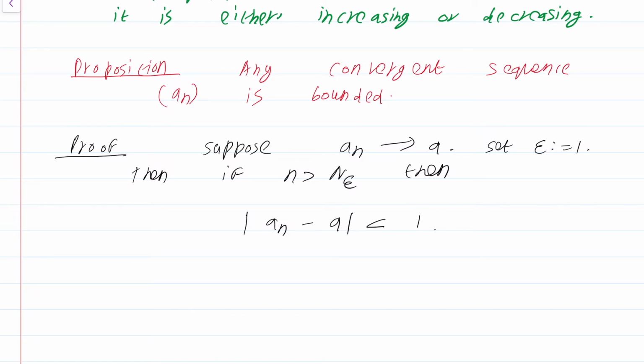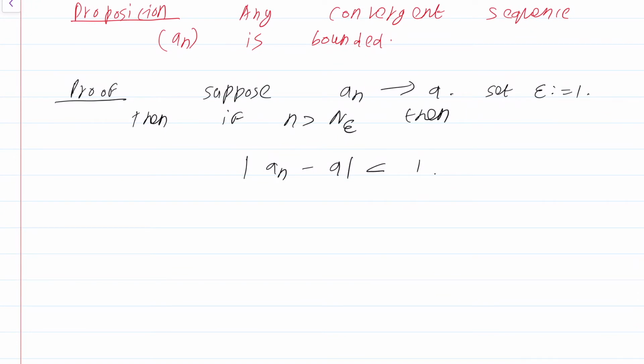That is, whenever the number small n is greater than n_epsilon, the terms of the sequence a_n must be at most epsilon close to the limit. Here epsilon is 1. But by the reverse triangle inequality, this is just saying mod a_n minus mod A is less than 1. In other words, mod a_n is less than 1 plus mod A. So it seems like we have already satisfied the definition of bounded, but not quite. This final inequality is true only for those terms of the sequence that are beyond n_epsilon.